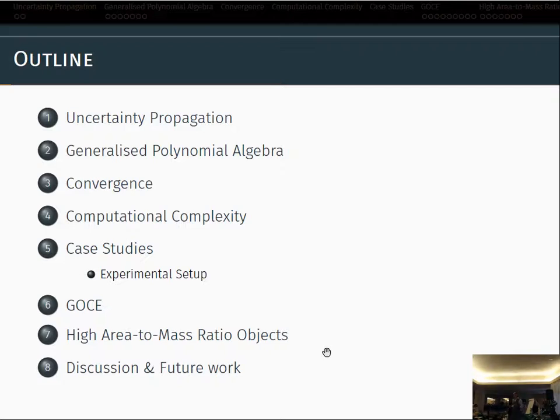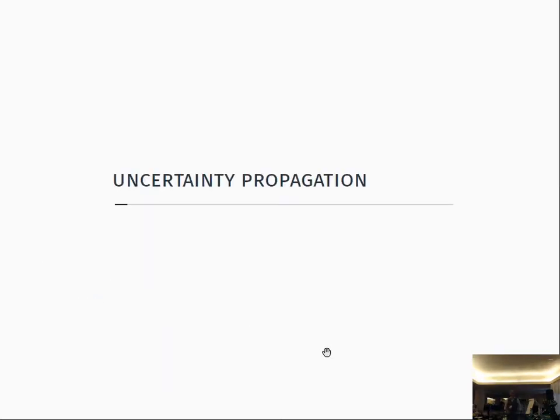And one question, of course, in this case is, can you actually converge to the actual distribution no matter which algebra you're using? And the second question is, what is the computational complexity of this? So is it better to actually use an algebra, so an expansion, for example, of your equations, or is it better just to use Monte Carlo? And then I will show some examples that explain what happens if you use an algebra.